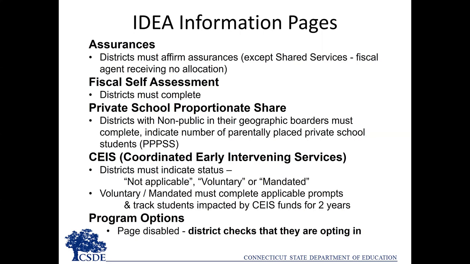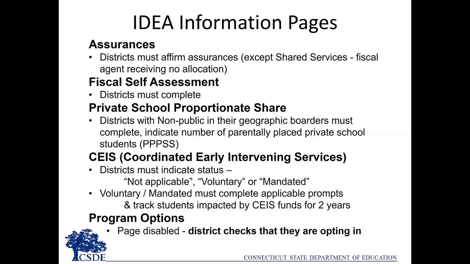The document should show when you had your conversation with those non-publics, who attended it, and the number of students identified. There's the CEIS section, which is Coordinated Early Intervening Services. This has three areas: not applicable, voluntary, or mandated. In this section of the application, I'll be showing you, there's a slight change because, as we discovered, you could actually click out of the mandated section, and that's not something you should be able to do. So this has been arranged a little bit differently. Again, for both voluntary and mandated, you must complete certain pieces, and you're going to be tracking students impacted by those funds for 2 years.